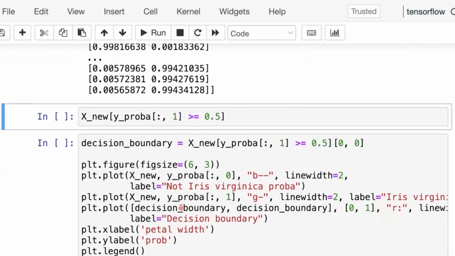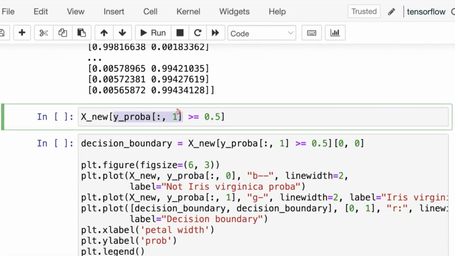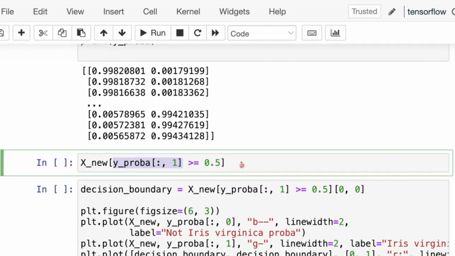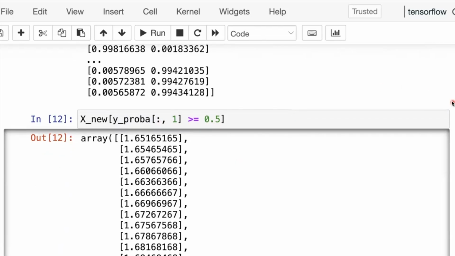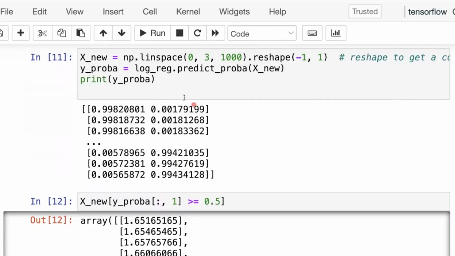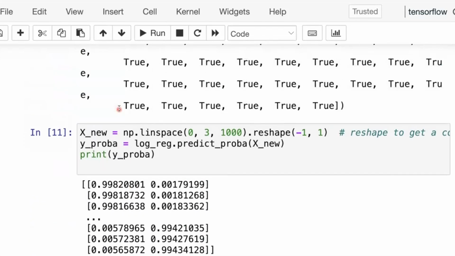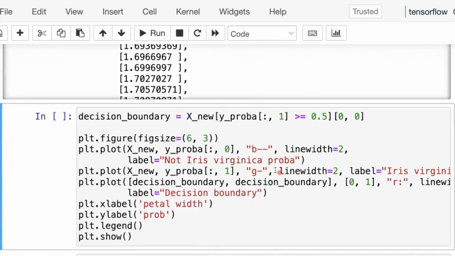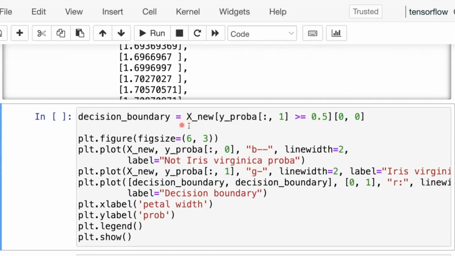So what we're doing here is that we're looking at the second column of this probability matrix that we have here and seeing which ones are greater than or equal to 0.5. And in this case, we know that these are the inputs that make sure that we get labels as true, right? So the first column here technically corresponds to false, and the second one corresponds to true, meaning that it is actually this Virginica class. And that's what we do here. So you can see that here we have this decision boundary.